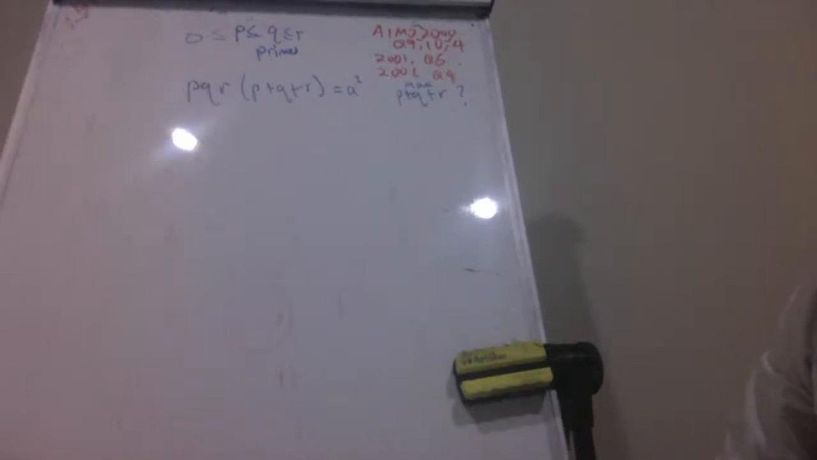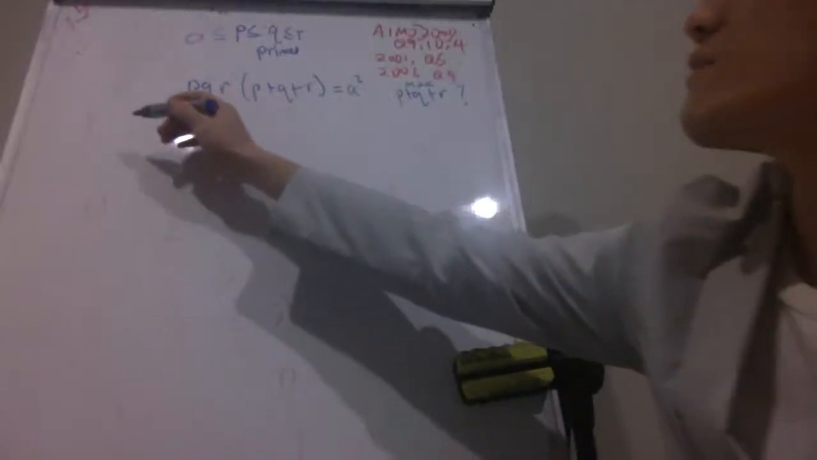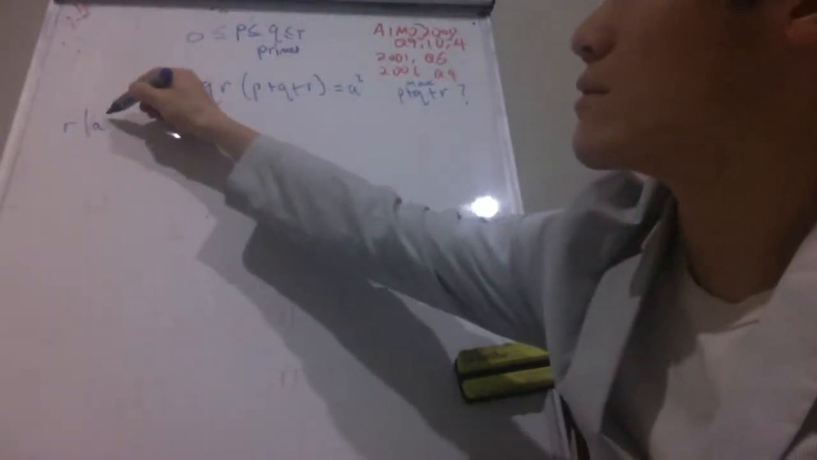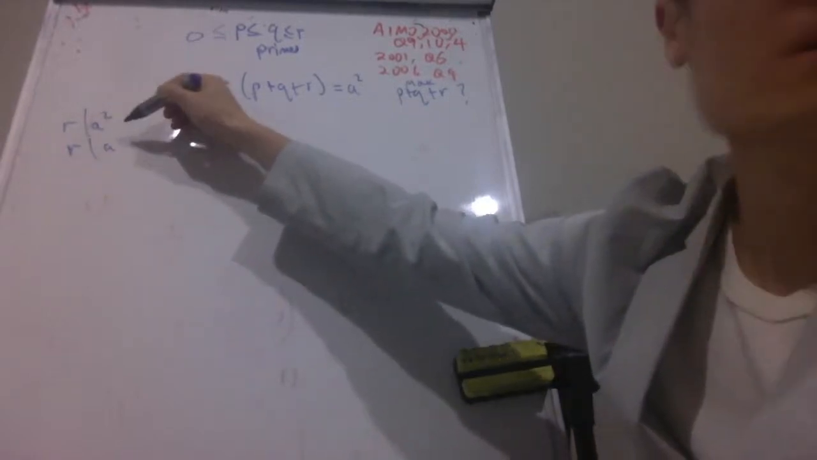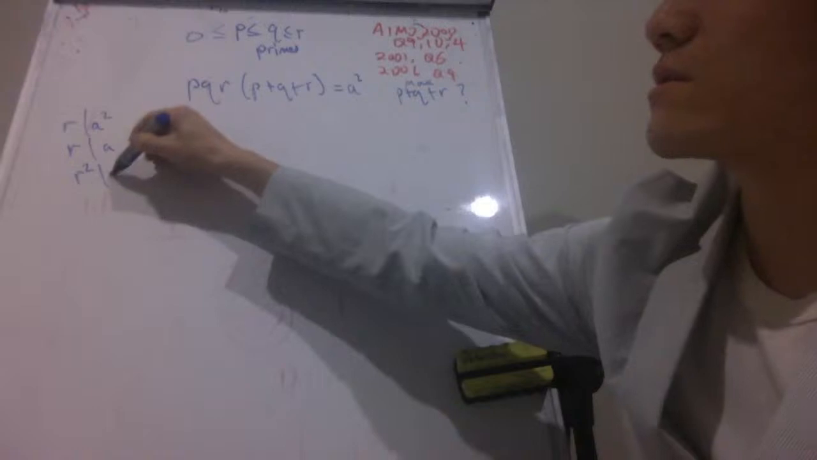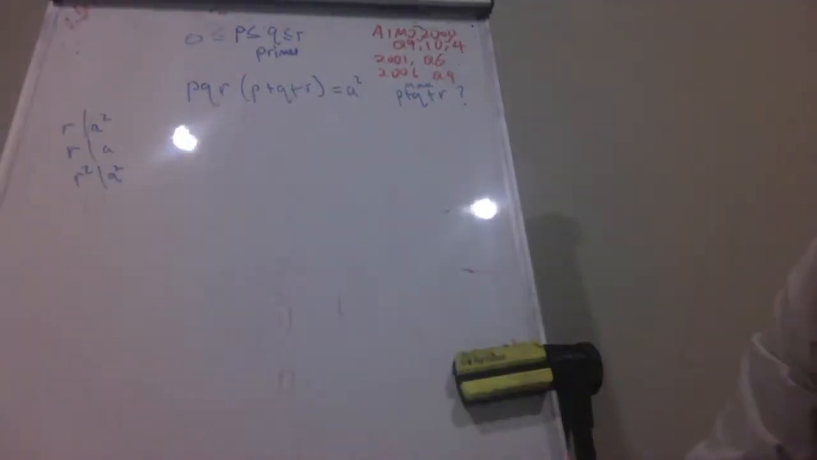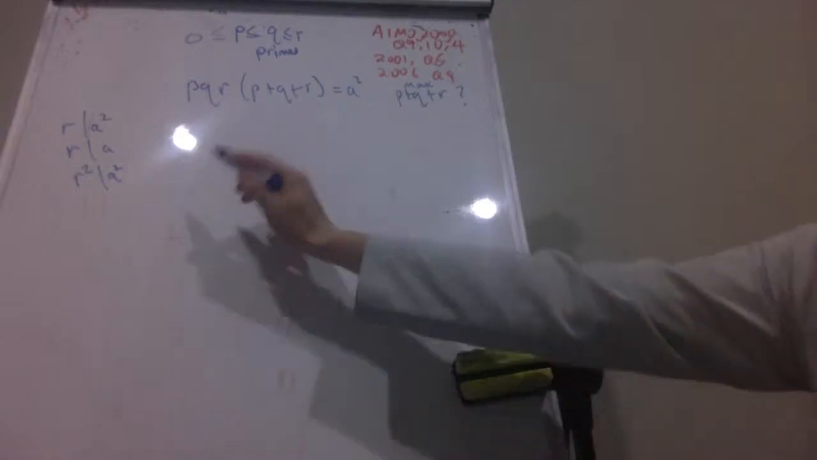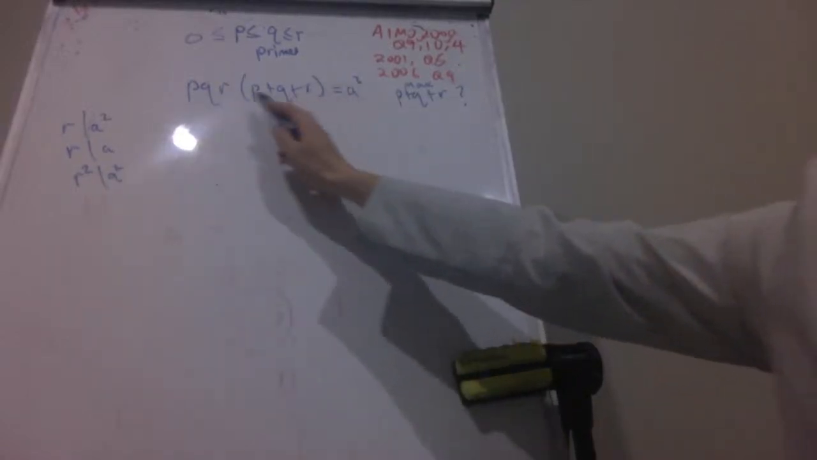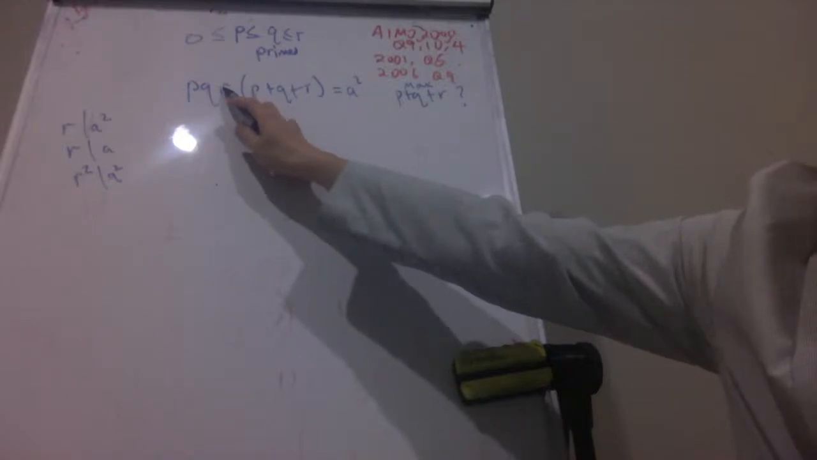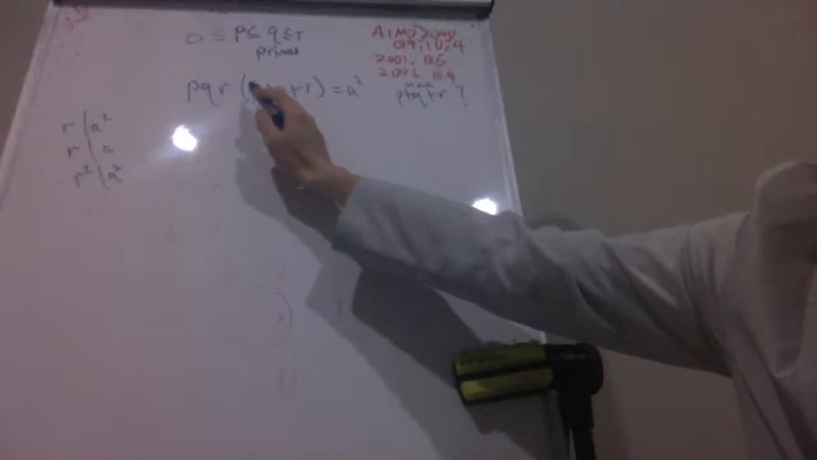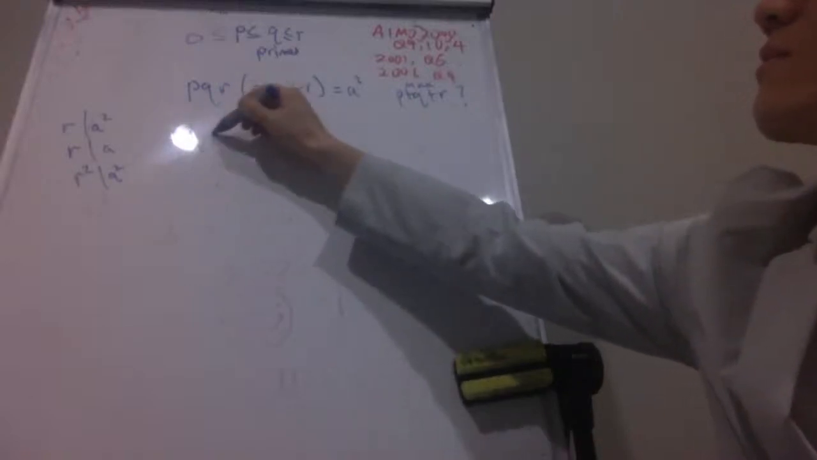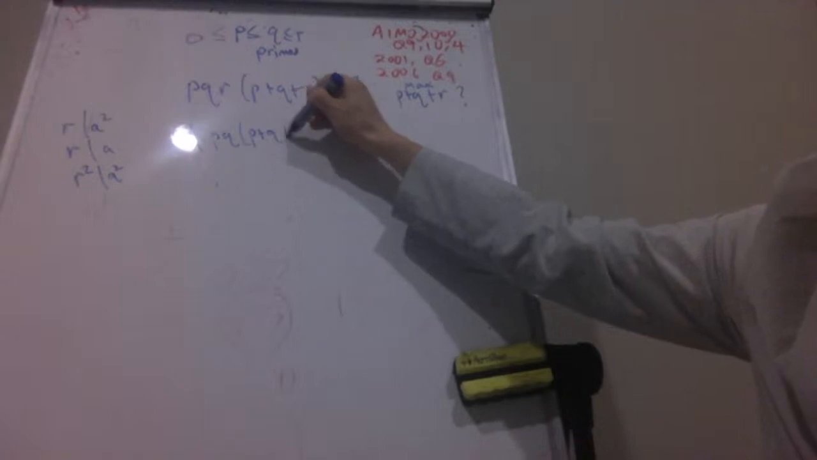So basically, the idea is R divides A squared. So therefore R divides A. So therefore R squared divides A squared. So R squared divides A squared. So it's clear that R divides A squared, right? So another R has to divide this. So R has to divide P plus Q plus R, right?